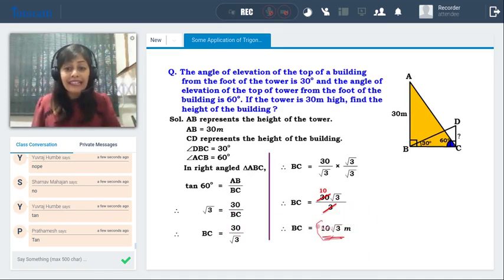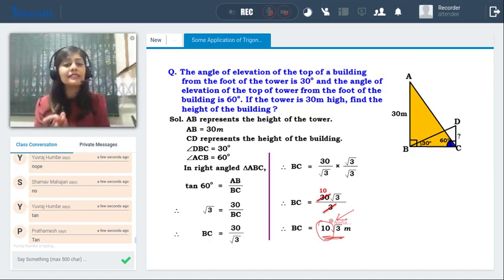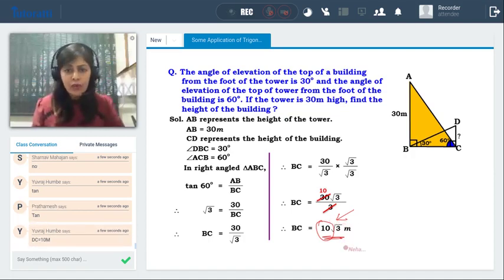Do not substitute the value for root 3 out here because BC is not what we were aiming to find. Yes, so please do not substitute your value out here. Values will be substituted only in the final answer. Quickly now, students, BC is 10 root 3. Now it gets so easy, right?